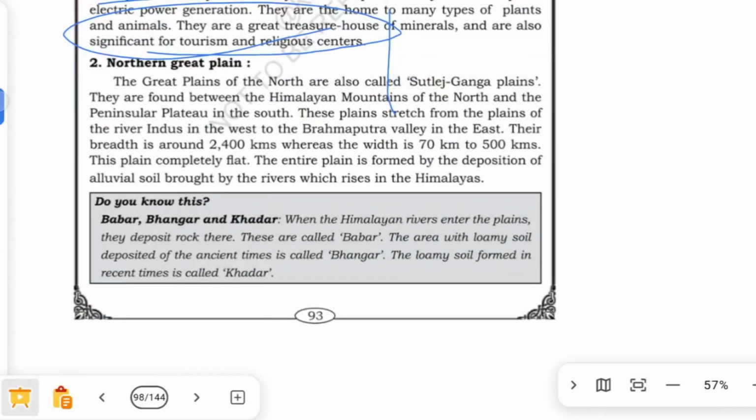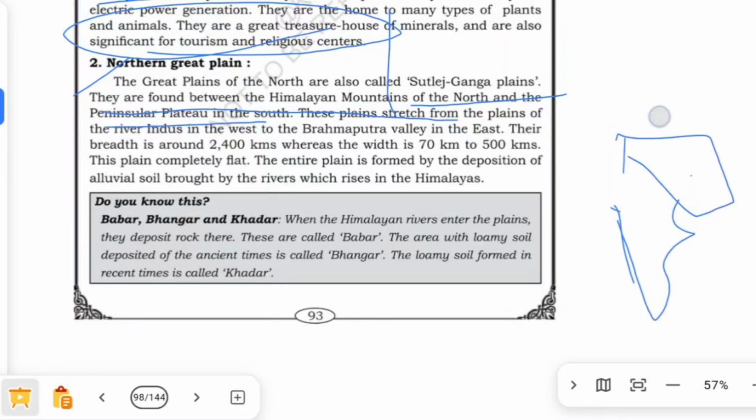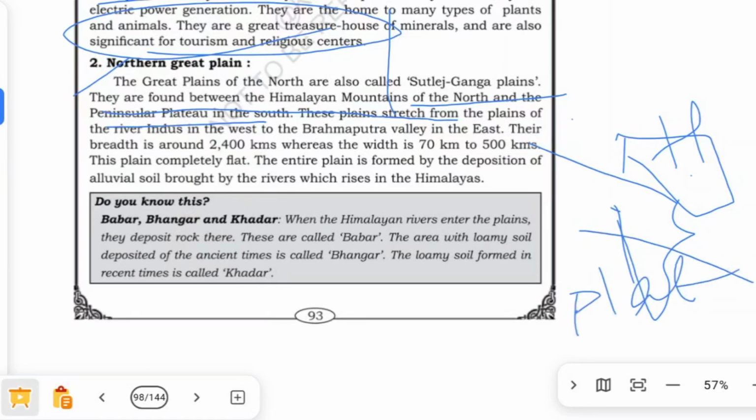So the northern plain, this is the second one. After the Himalayan mountains, we will go for the second point, that is the Northern Great Plain. In the Northern Great Plain, where the maximum rivers are flowing, the place is called the plain. Let us understand, it is called the Sutlej Ganga Plain. They are found between the Himalayan mountains in the north and the Peninsular Plateau. So if you are going like this, this region is Himalaya, this is the plateau, and in between this area is called the plain.